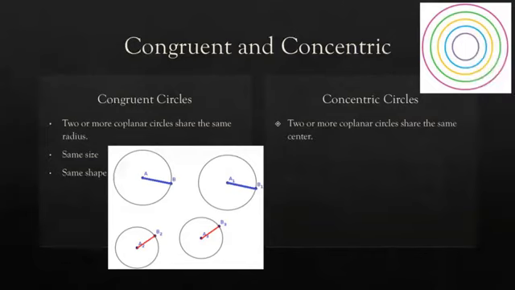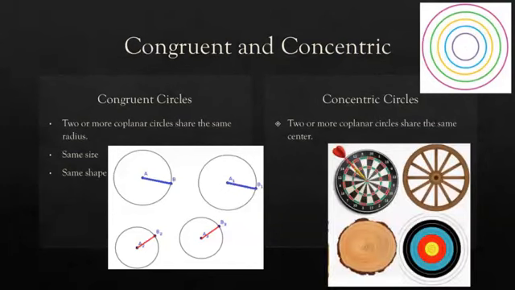What are some real life examples of concentric circles? Can you think of some? What about playing darts or a wheel and axle, the rings of a wood tree, or an archery target? All of those have concentric circles. They share the same center. Even a ripple in a pond could be somewhat concentric circles.